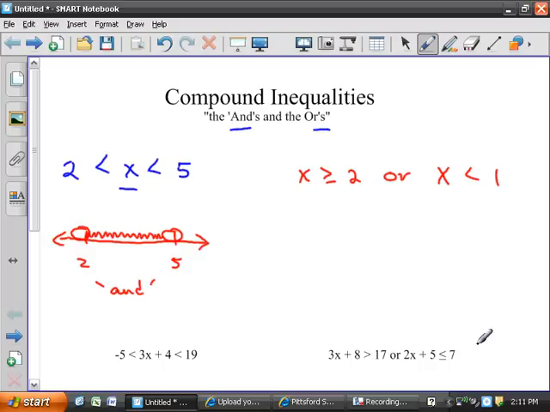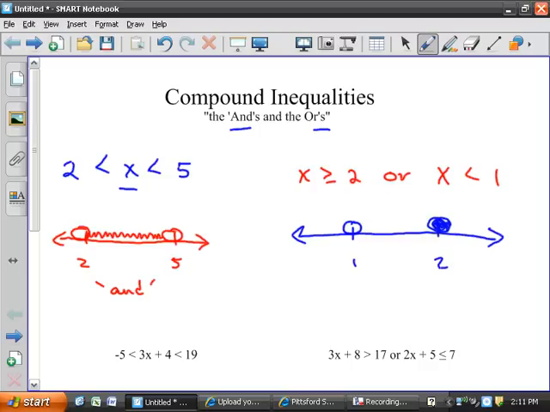This one here, when I go to graph it, I want my boundaries at 1 and 2. For 1, since it's strictly less than, I'm putting an open hole on it. And for 2, it's greater than or equal to, so I'm going to close that hole. The reason I do that is that 2 is part of the solution set, because 2 is indeed greater than or equal to 2.